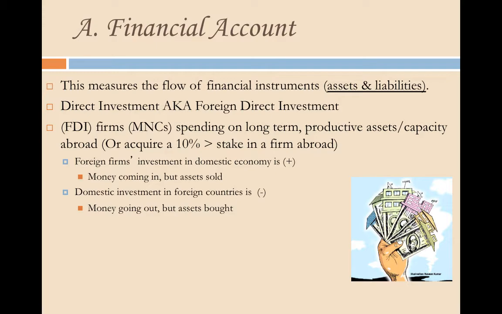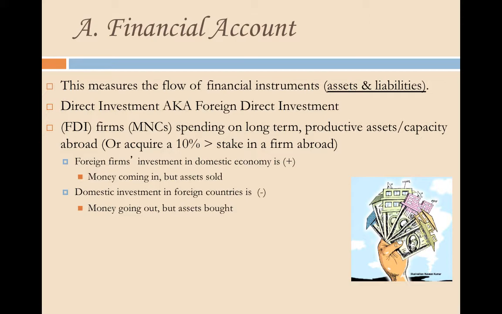A good example of this happened a few years ago when Microsoft purchased Nokia. Nokia is a Finnish-based company. Microsoft is obviously the United States. And when Microsoft purchased Nokia, this was a financial account debit for the United States because money flowed out of the United States and into Finland. Obviously, it was a credit for Finland because money flowed in, but their assets, all the stock for Nokia, flowed out. And so again, this is foreign direct investment.